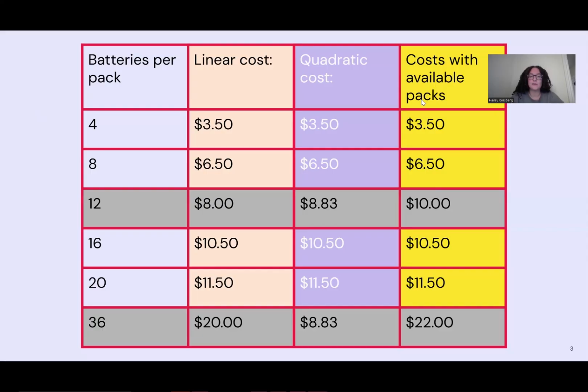And then at 36 batteries, the linear predicts it'll cost $20, and the quadratic unrealistically predicts it'll be $8.83, while the competitors would charge around $22 by combining these two packs, the 16 and the 20, adding up to $22. This shows that neither model works well across all pack sizes. The linear is most helpful when looking to extrapolate data, while the quadratic is more helpful when looking to interpolate.